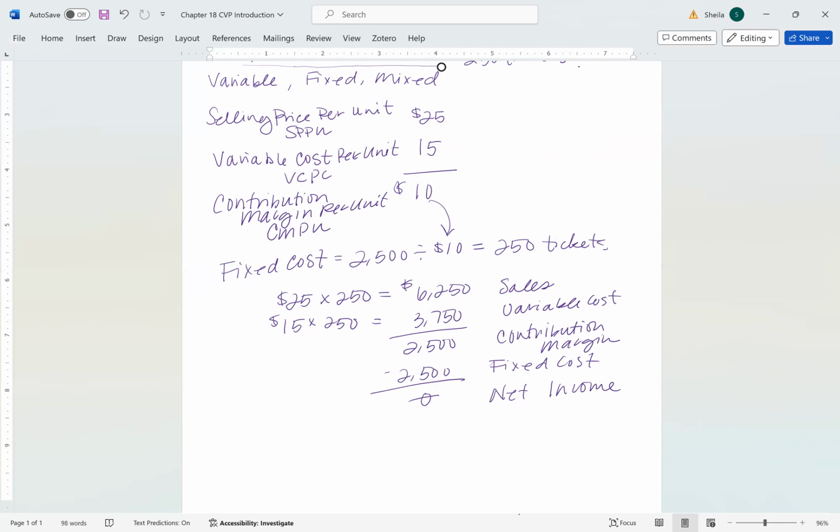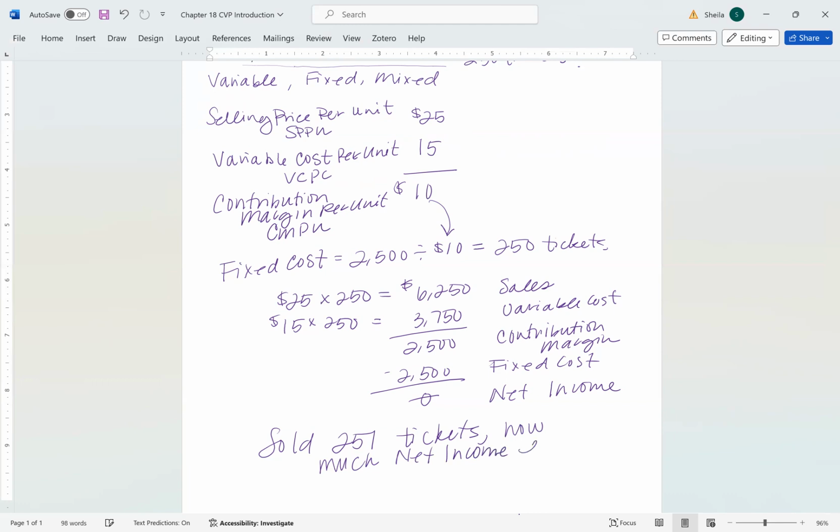Now, if we have 250 people coming, we're only going to get food for 250 people. But if we have 500 people coming, we're going to order food for 500 people. But if we don't change the selling price and we don't change the cost of the food, which is $15, our contribution margin doesn't change. That's still $10 a ticket. So if we sold 251 tickets, how much net income would we earn? Think about that for just a minute.